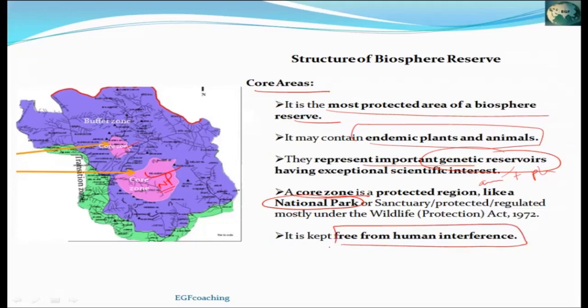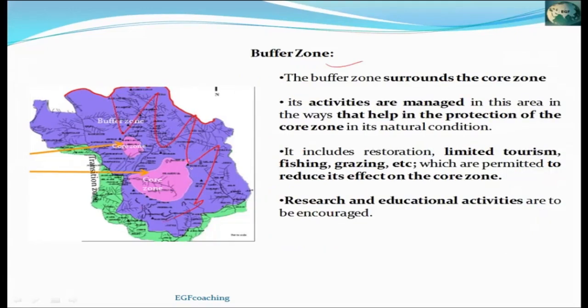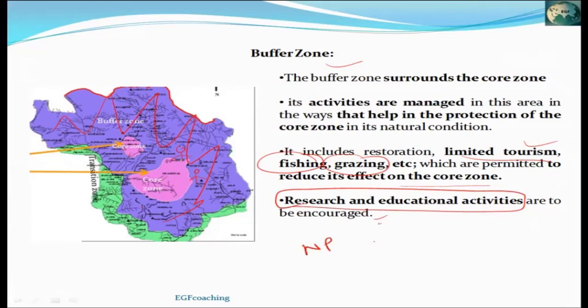Then buffer zone. The buffer zone surrounds the core zone. Now what happens when people live in this zone? The people require at least some access to natural resources. If access is not given, then people will definitely go to core areas and exploit those areas. Hence, the buffer zone is used as a buffer. And the humans are given some rights here. For example, limited tourism is allowed here, fishing is allowed, grazing is allowed, which is not permitted in core area. Apart from this, in this area, research and educational activities can be done. In national parks and wildlife sanctuaries, no research activities are permitted. But in the buffer zone of Biosphere Reserve, these activities are permitted.